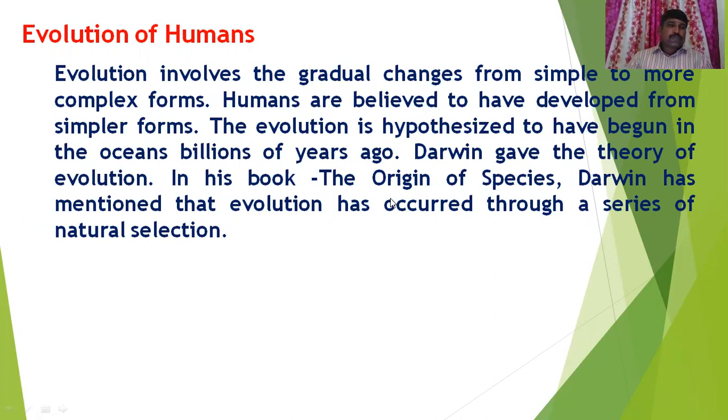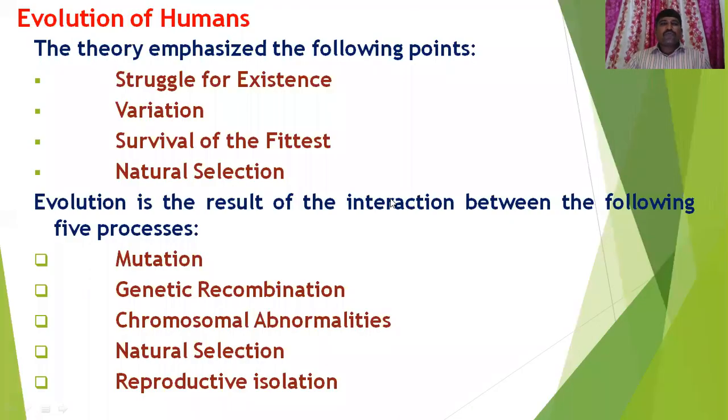In his work The Origin of Species, Darwin stated that evolution has taken place through a series of selections by nature. The theory also emphasized the following major points: the struggle for existence, variation, survival of the fittest, and natural selection.